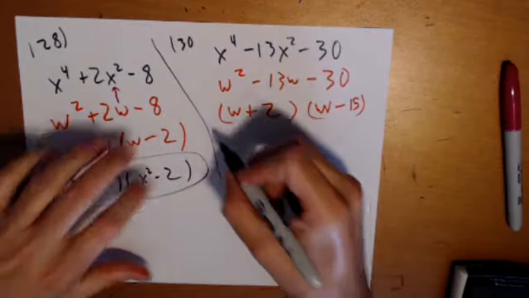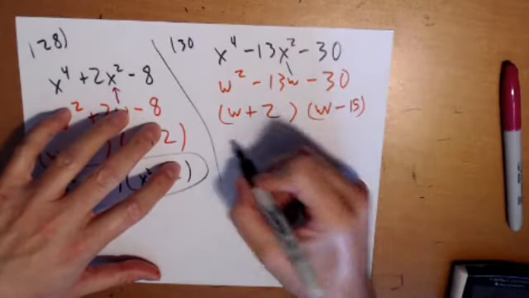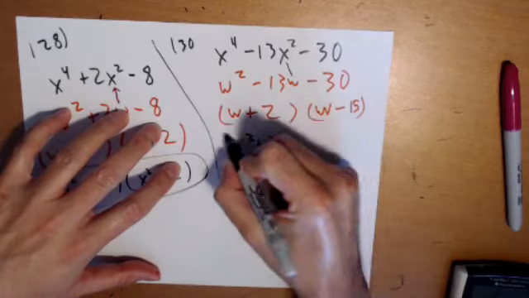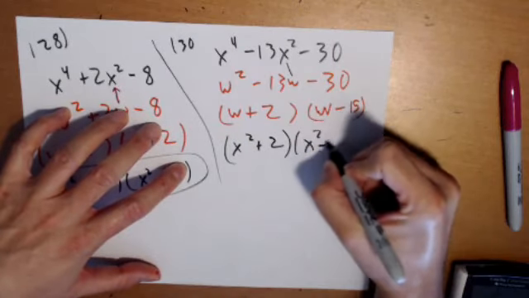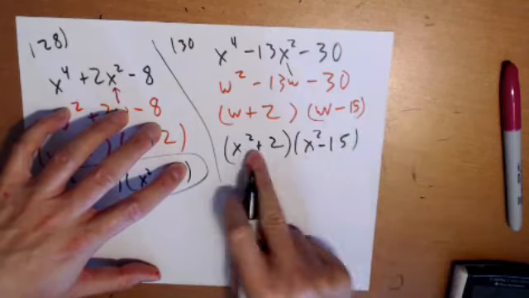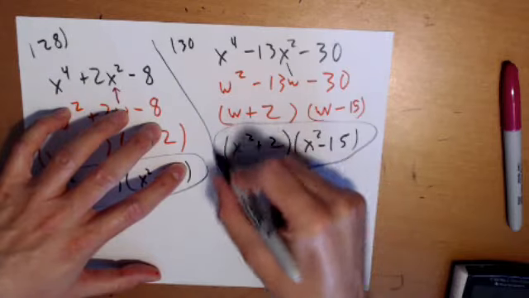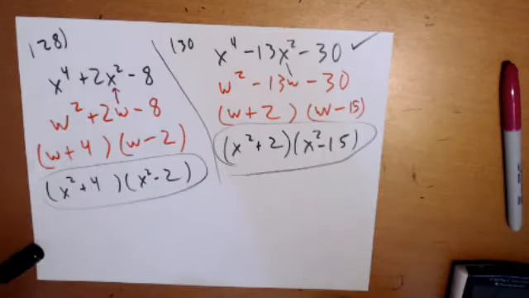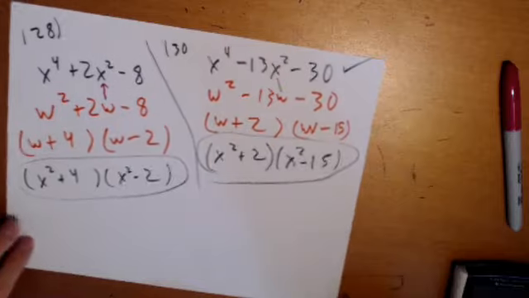Almost done. The w we said was just an x squared. And go ahead and FOIL that out if you don't believe me, to confirm that it is, in fact, that. Okay, 132.